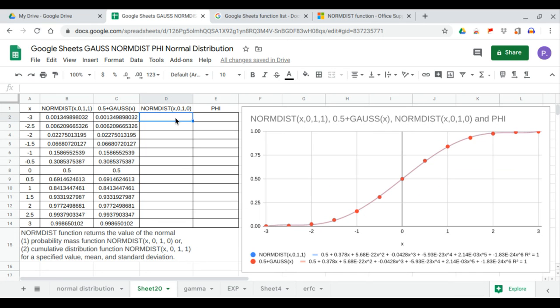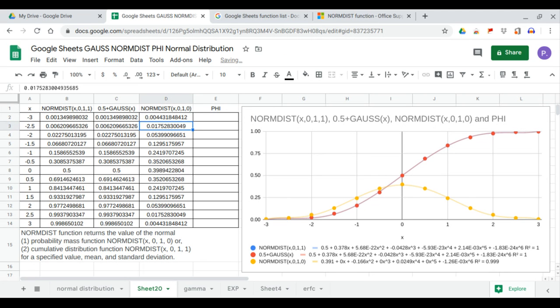Now we go to the probability mass function, where we have array formula, NORM.DIST of the x values, and 0 for the mean, 1 for the standard deviation. This time it's 0 because it's probability mass function. Enter. So this is the probability mass function.